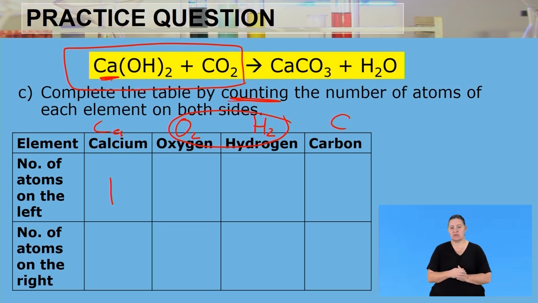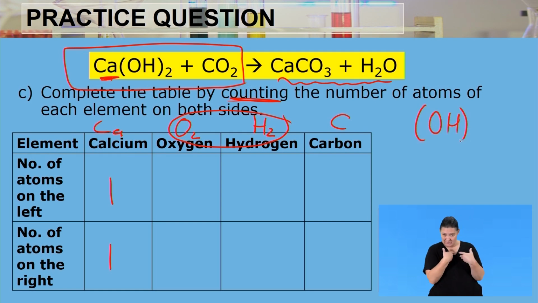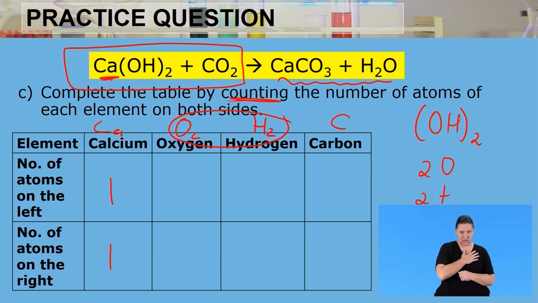Then on the right-hand side, how many do we have? Also just 1. Now oxygens. How many oxygens do we have on the left-hand side? Remember, when we are given something like this, OH with the 2 outside the bracket, that 2 stands for everything inside the bracket. So that means we have 2 oxygens, we also have 2 hydrogens. And still within the left-hand side, we also have CO2. Remember, this is a subscript that only stands for the oxygen. So we have 2 oxygens here, we also have 2 oxygens there. So in total, we have 4 oxygens on the left-hand side.